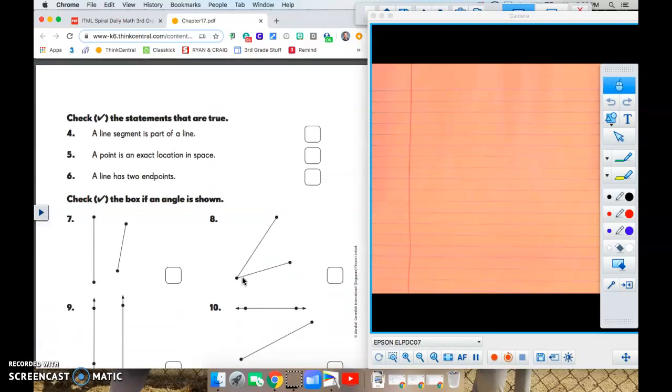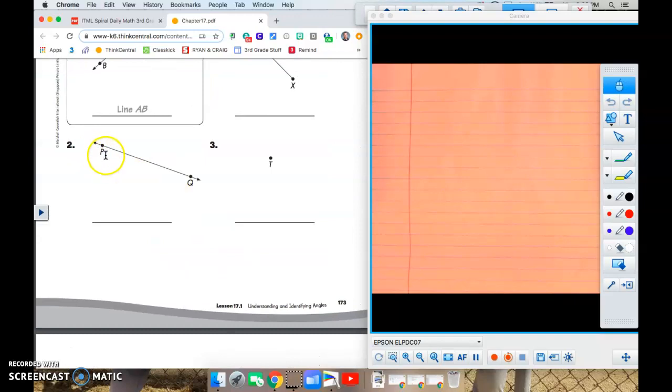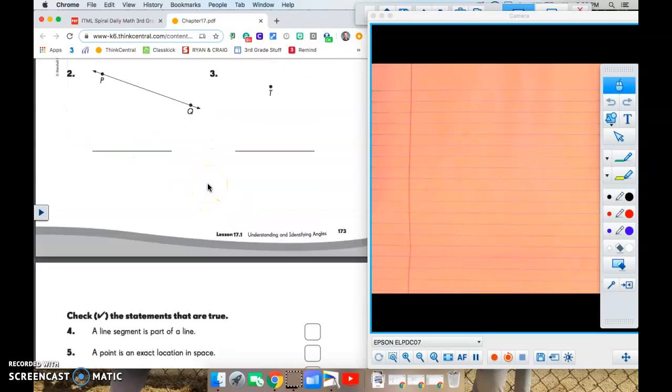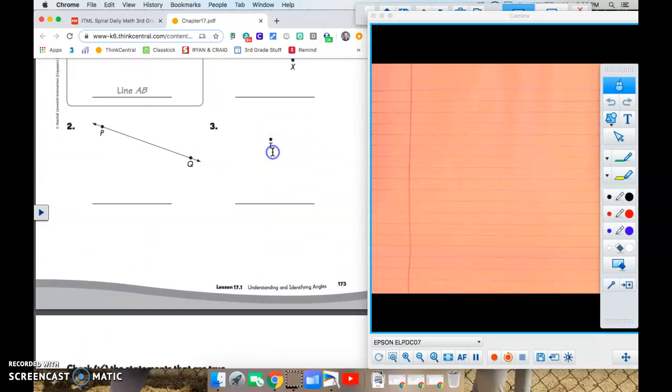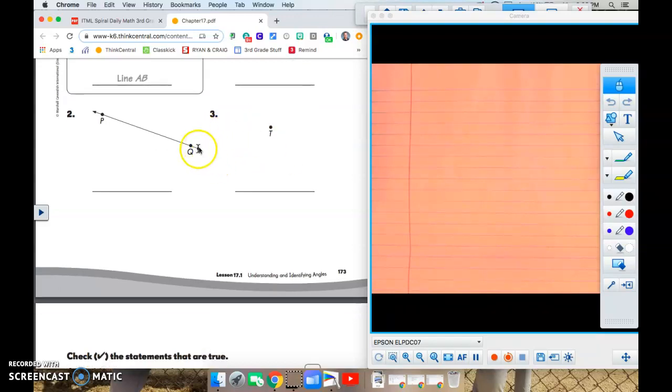Okay, so now numbers 4, 5, and 6, we're going to check and see if they're true. Number 4, a line segment is part of a line. Well, I just want to peek here for a second. If you took off the arrows at the end of P and Q, that would be a line segment, right? So the line segment is found within that line, so that is true. Put a check mark in that first box there. Number 5, a point is an exact location in space. That is true. And it can be like up here for number 3. T was alone. That's a point right there. It could be Q. That's one point in space. It doesn't go across the line. It's just that one tiny spot exactly on that line.